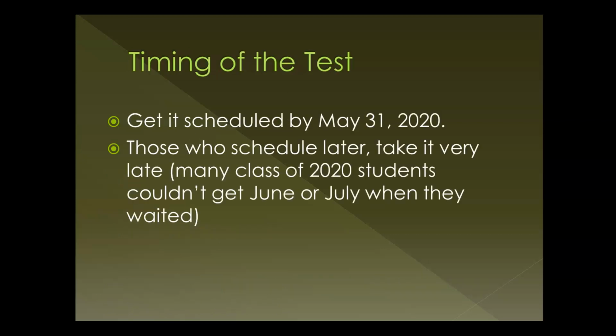Timing of your test, try and get it scheduled by May 31st of next year. That sounds really far away, but it's not. Those who schedule later end up taking it very late. So many class of 2020 students couldn't get it in June or July when they waited past very early 2020 or very early this year to schedule.